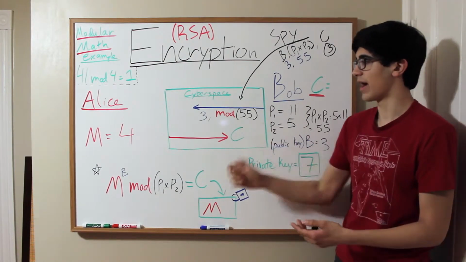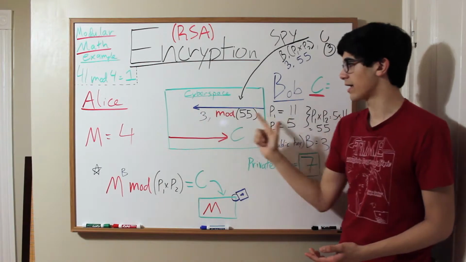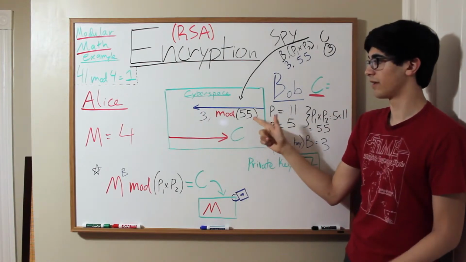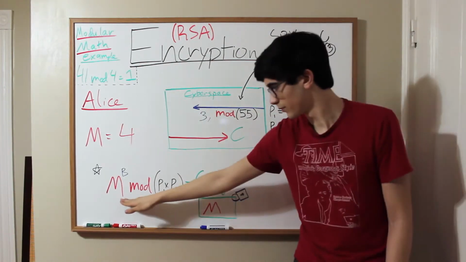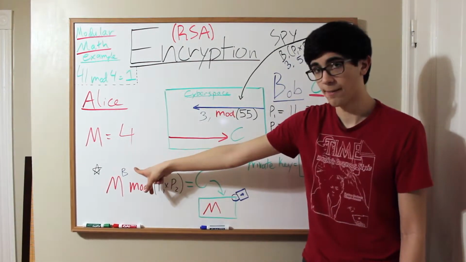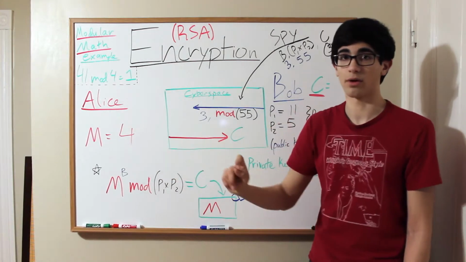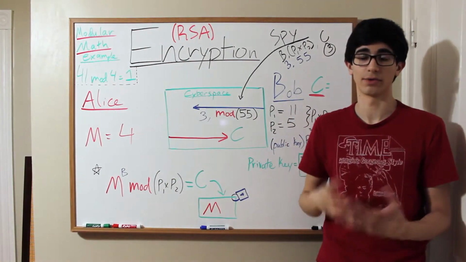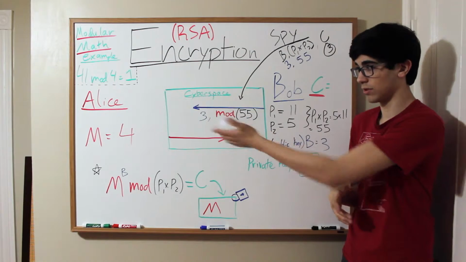So Alice now has B, the 3, and P1 times P2, 55. So in this equation, she has the mod with which she's taking it to, and she has the power. Now her message is 4. I just gave a simple number because most data can be expressed in terms of numbers.